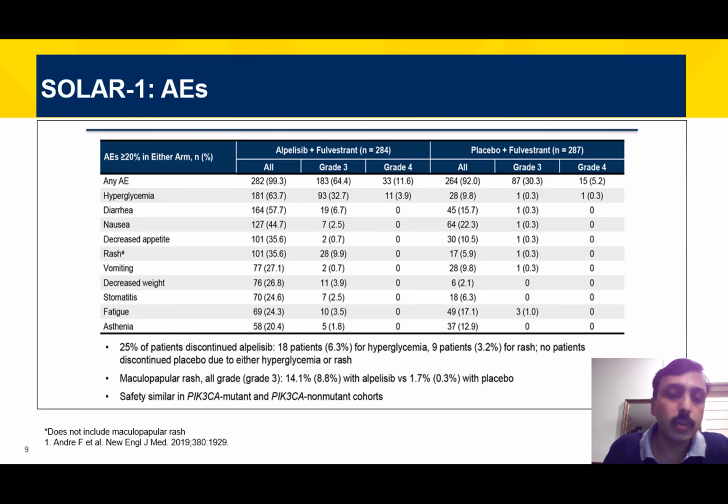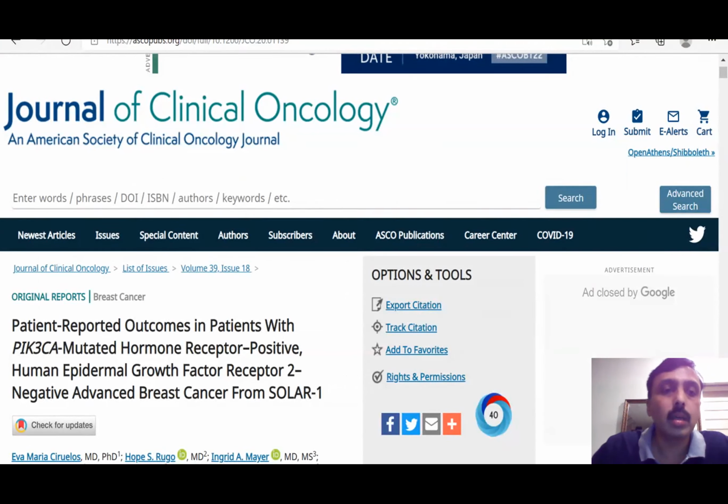So we had to wait 2 years, from the publication of the original trial in 2019 to 2021. This was a JCO article which focused on this subset. It was published online in March 2021, and it deals with the patient reported outcomes, or PROs as they are commonly called, in the patients who received alpelisib in the SOLAR-1 trial.